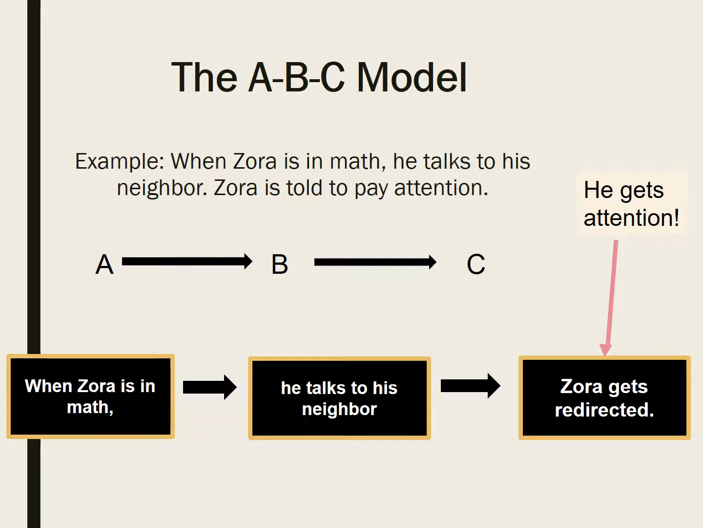An example for an ABC model is when Zora is in math, he talks to his neighbor. Zora is told to pay attention. In this sequence of events, the behavior is him talking to his neighbor. That's the target behavior. Well, what happened immediately prior to that behavior? Well, Zora's in math class. What's the consequence? Zora gets redirected. He gets attention from the behavior. So the potential function of this behavior is getting attention from the teacher.